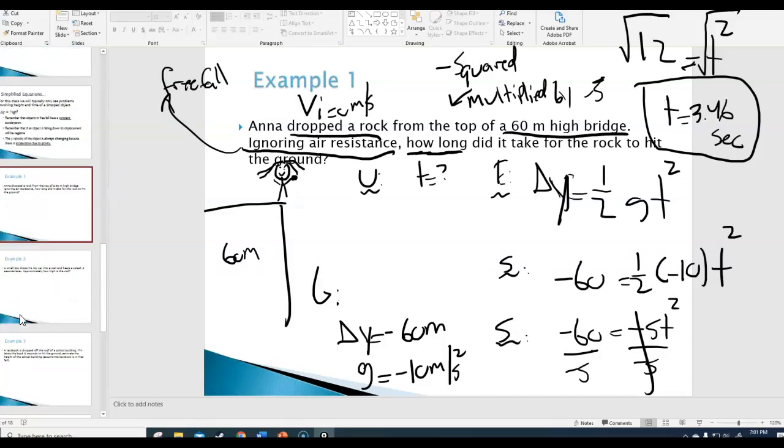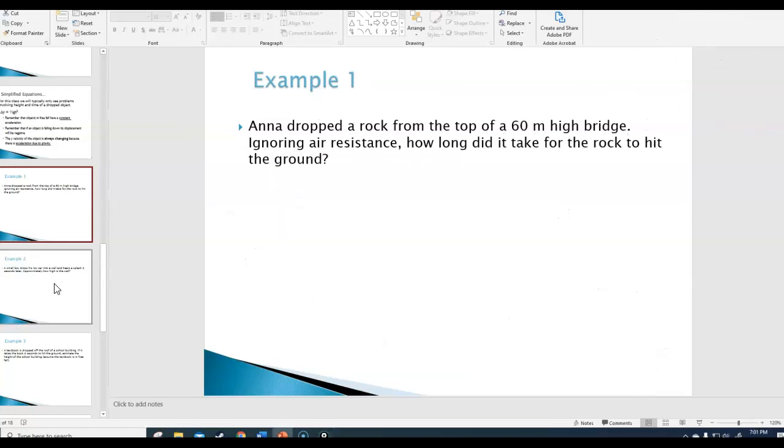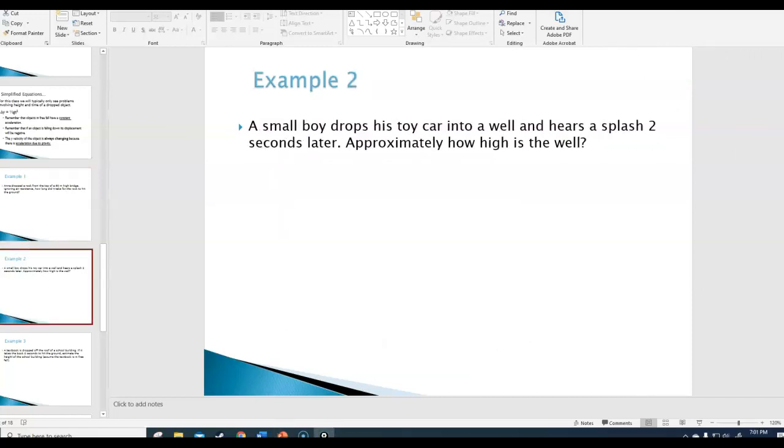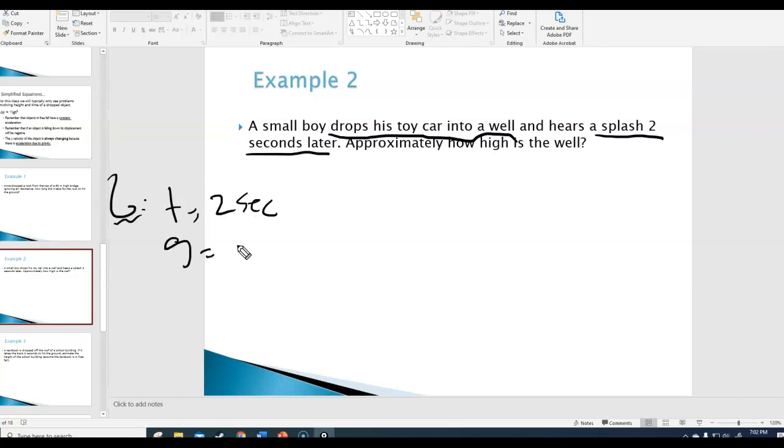Okay, so let's take a look at a few more examples. Example 2 says a small boy drops his toy car into a well and hears a splash 2 seconds later. So right away I have time as a given, that's 2 seconds, and I always have g as a given for objects in free fall. That's negative 10 meters per second squared. Now my unknown, it says approximately how high. So how high is kind of like how far. We want to know how high the well is. So we're kind of asked about delta y.